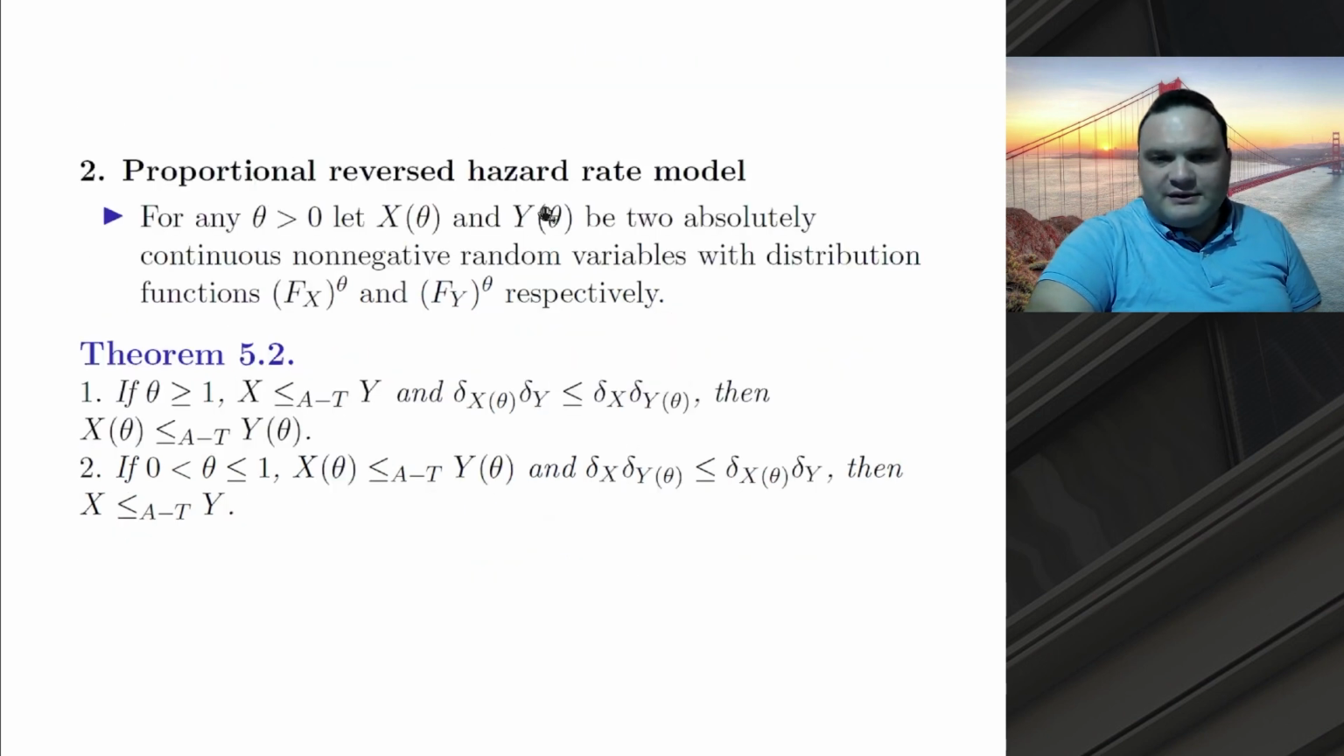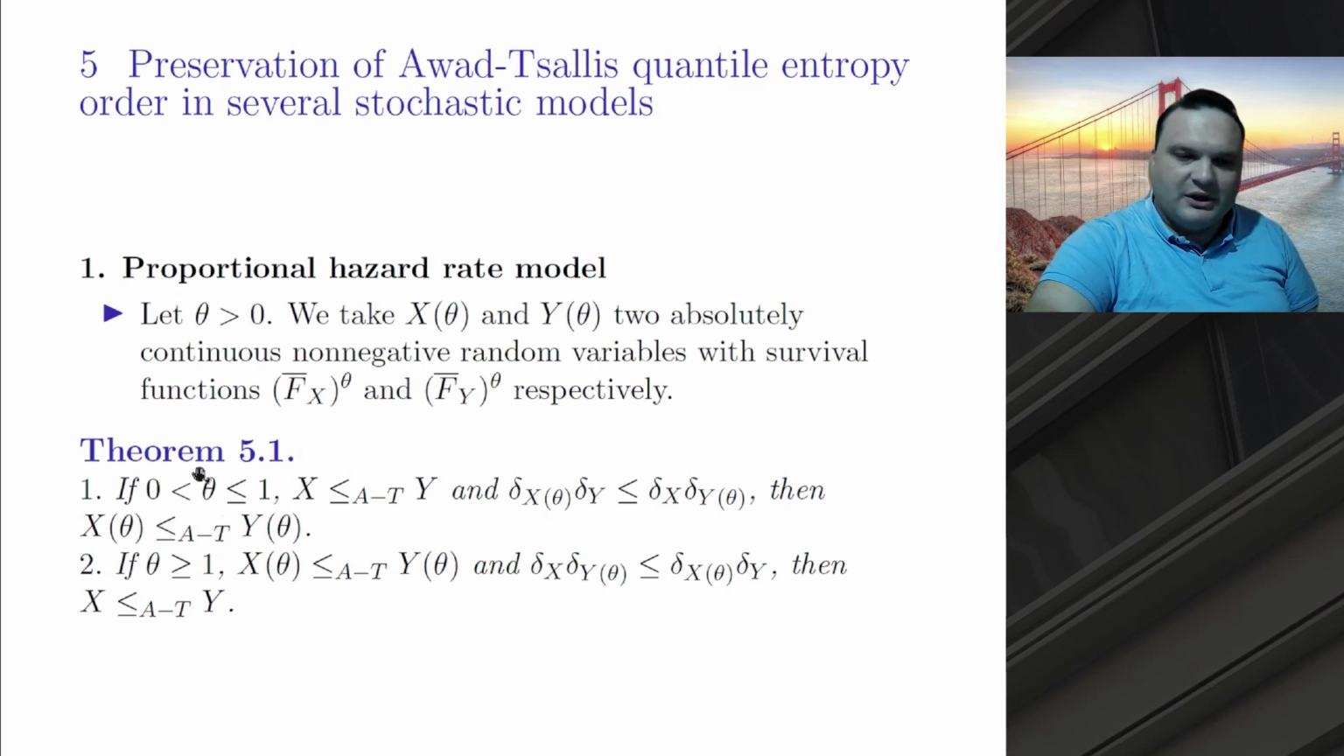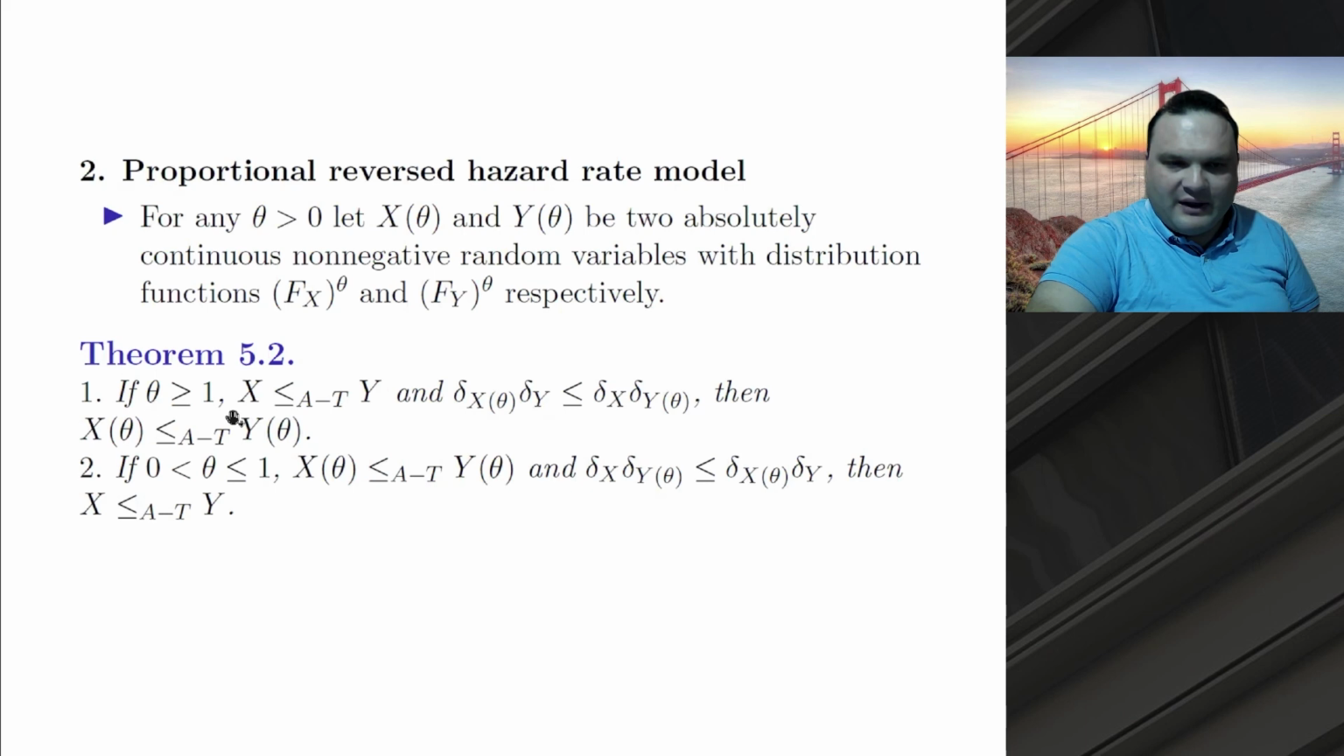For the proportional reverse hazard rate model, which is defined here, we have something similar, but not identical, because here we have theta between 0 and 1, and now we have theta greater than 1. And we have this theorem for the proportional reverse hazard rate model. It's practically the same thing. X is smaller than y in Awad-Tsallis Quantile Entropy order implies x of theta is smaller than y of theta in Awad-Tsallis Quantile Entropy order. Something analog for theta between 0 and 1.